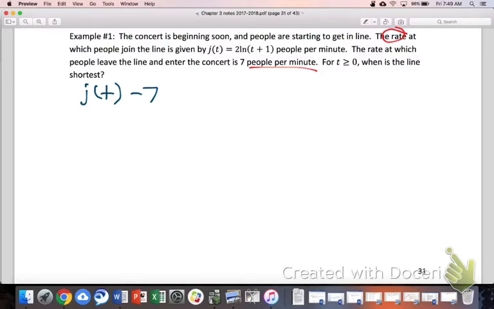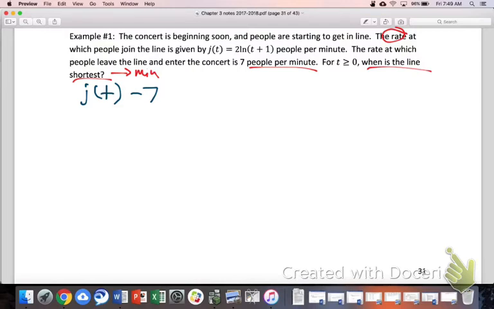All right, so that is the net rate, j of t minus 7. And we are asked to find when is the line shortest. So when you read that phrase, when is the line shortest, what does that sound like to you? Minimum, right? Minimize the length of the line. So I agree with you there. I'm going to say this really means minimization. So if we are going to be trying to minimize the length of the line, what are our candidates for this?